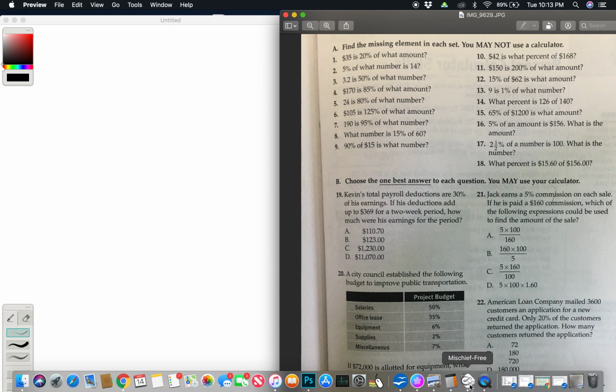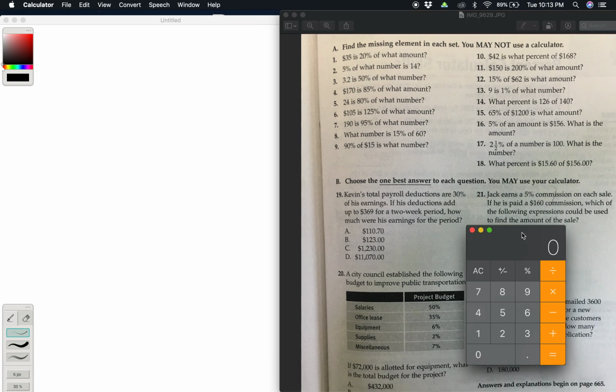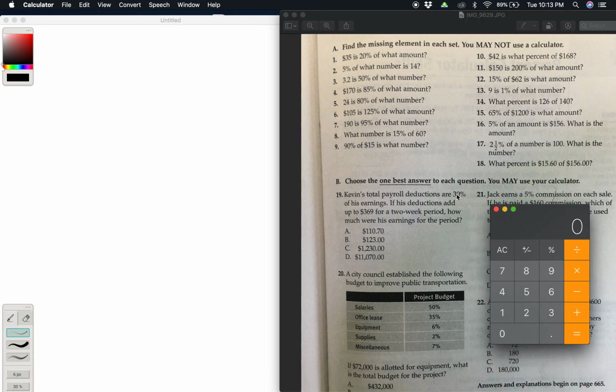So we have a trusty old calculator. So we have the rate and we have the part. So the part, 369, divided by the rate, which is, move the decimal place over twice, 0.30, equals 1,230. That is your answer, C right there.